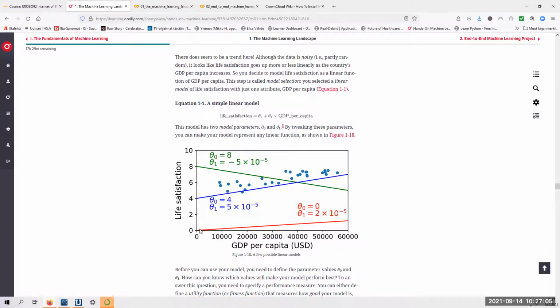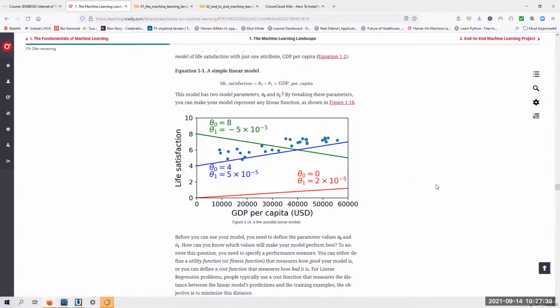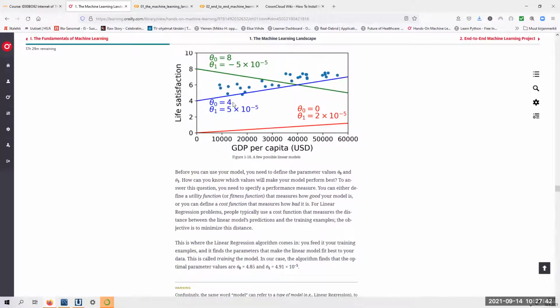If the constant value is 0, then you get some red line like this. Here the constant is 4, it crosses the vertical axis here, and here it is 8, and it crosses it here. And of course the slope, if it's negative, then you have a decreasing line, and the higher this value is, the steeper it rises or descends. But now there is only one unique combination of these two parameters that fits these observed values the best.